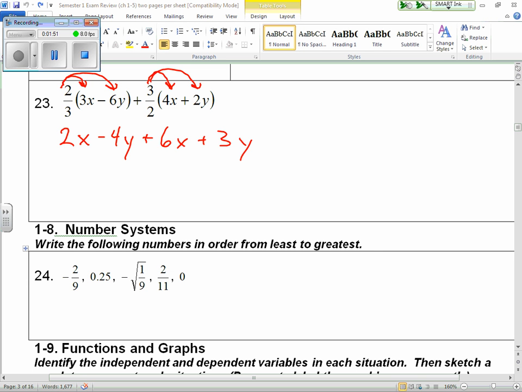Now I combine my terms that are alike. I have a positive 2x and a positive 6x. It gives me 8x. Then I have a negative 4y and a positive 3y. It's just a negative 1y. So just put minus y.